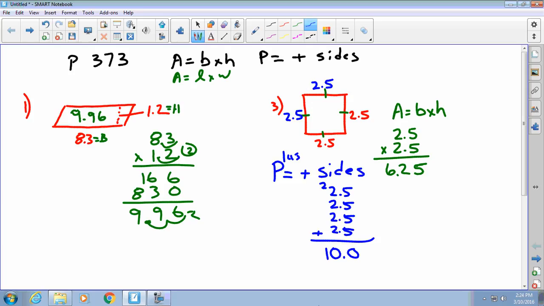So we have perimeter, add the sides, area equals base times height, and then for the parallelogram, we also have area equals base times height.